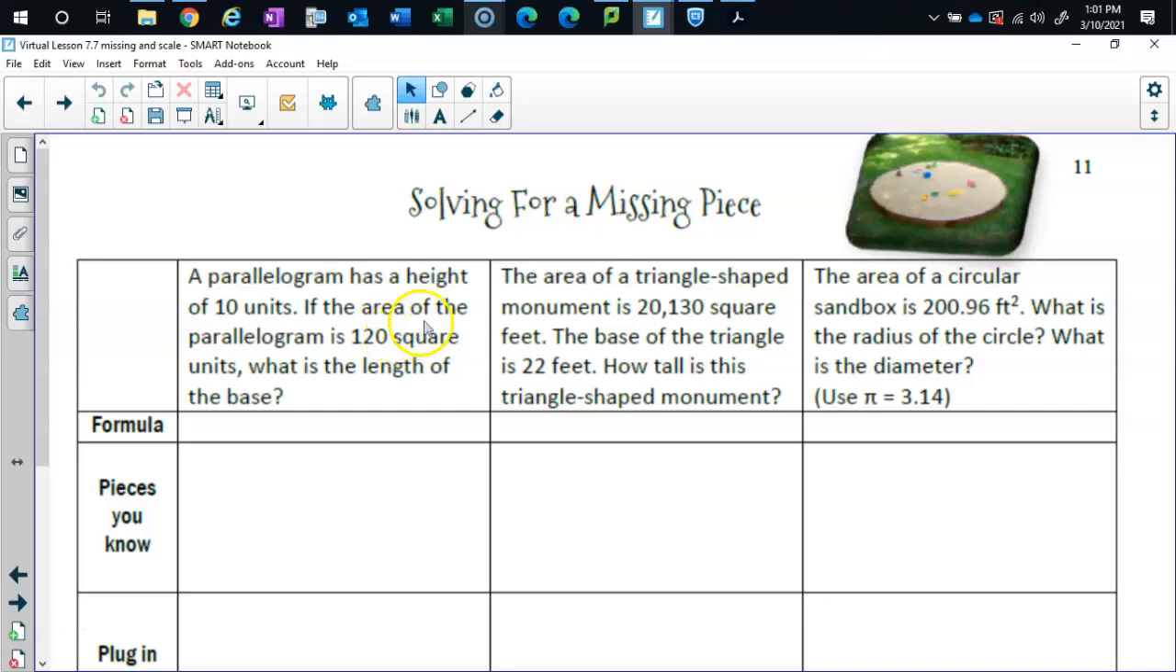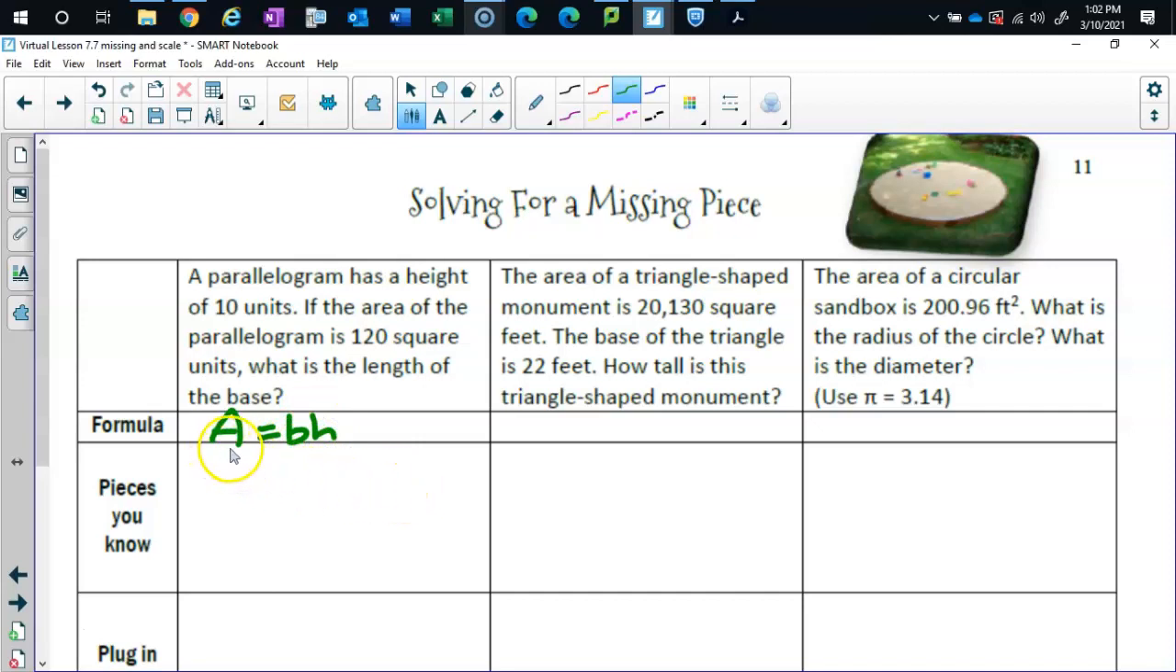Your formula sheet should be handy right now because you're going to need it. All right. A parallelogram has a height of 10 units. The area of the parallelogram is 120 square units. What is the length of the base? Well, we're going to write our formula right here. We are talking about a parallelogram. So when you look on your formula sheet, the parallelogram formula is A equals BH. Get that from the formula sheet.